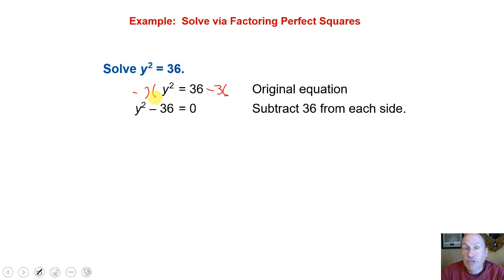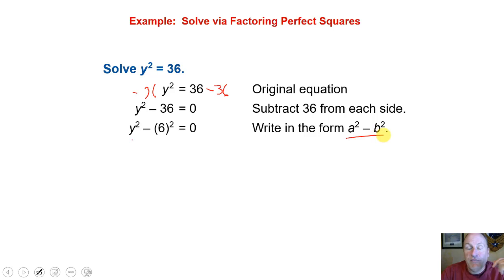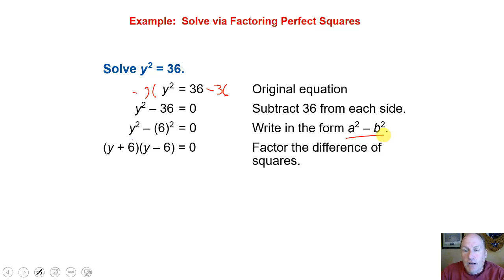Now this fits into a difference of perfect squares. Y squared minus quantity 6 squared equals 0. 6 squared equals 36. So now I have two perfect squares, but crucially, it's in the form of a squared minus b squared, or m squared minus n squared, as I used in my example. And so this can be factored out into a difference of perfect squares as y plus 6 times y minus 6.